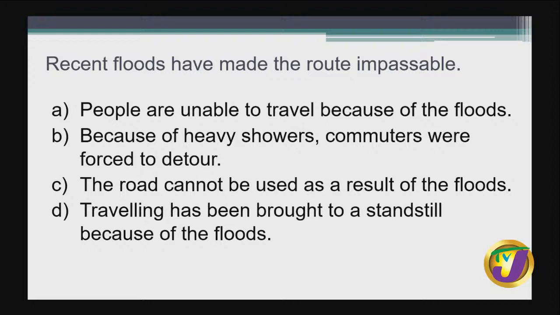Your options. People are unable to travel because of the floods. Because of heavy showers, commuters were forced to detour. The road cannot be used as a result of the floods. Traveling has been brought to a standstill because of the floods. Which of those is closest in meaning to recent floods have made the route impassable? Notice what is in the original that is not in a few of these options you're given. Ready to clap? I hope it's clap.